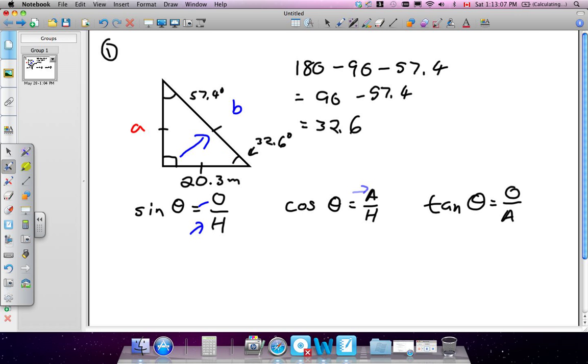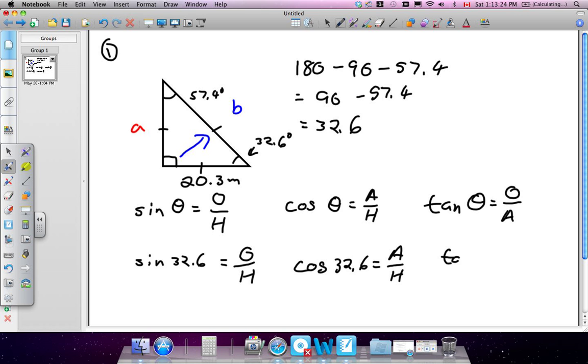I'm looking for H and the opposite. I have no measurements of these. So let me break this down. Sine 32.6 is equal to O over H. Cos 32.6 is equal to A over H, which is the adjacent over hypotenuse. And tangent 32.6 is equal to opposite over adjacent.